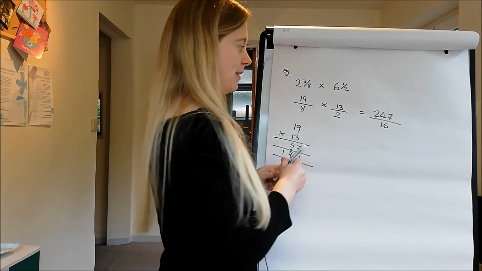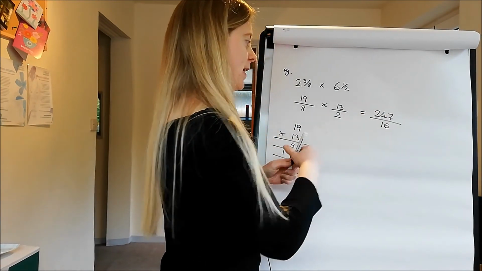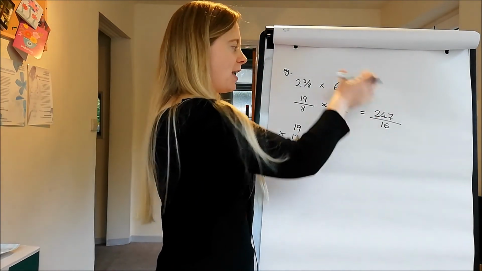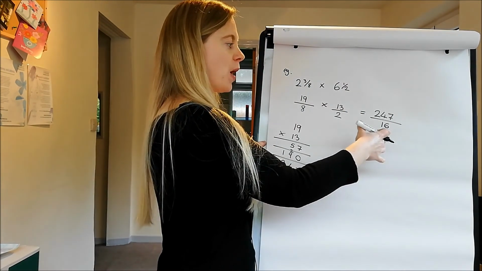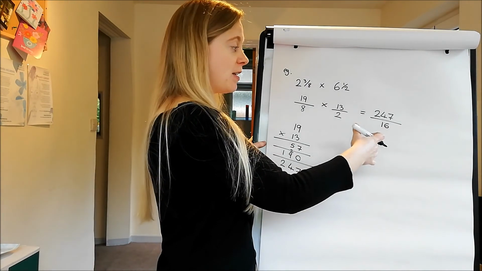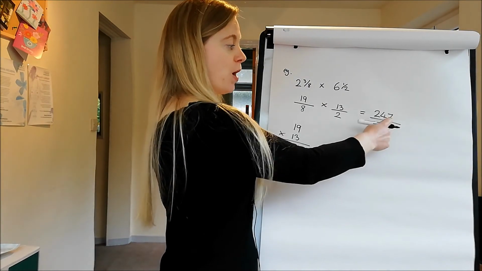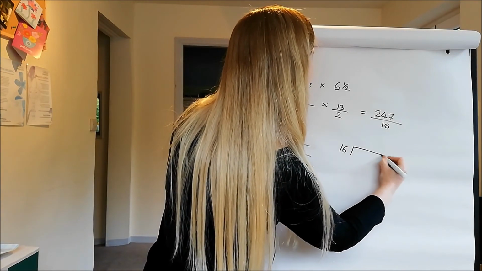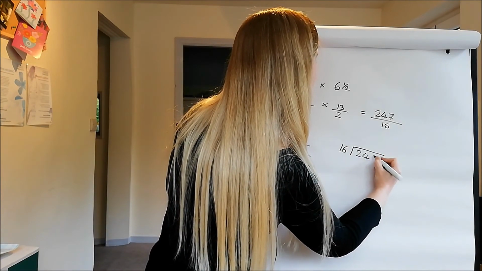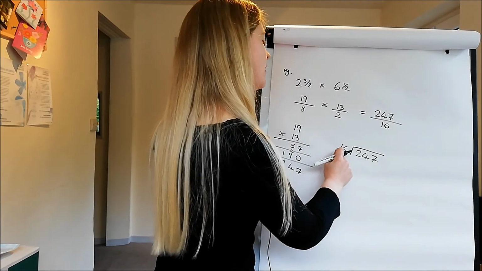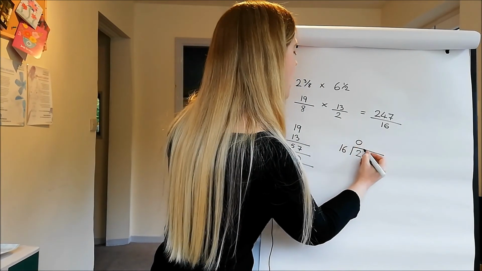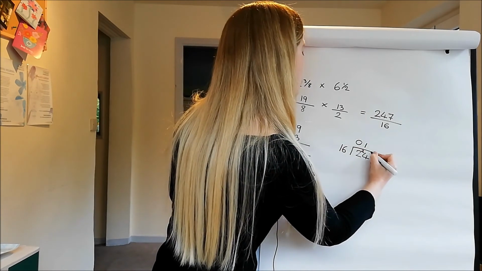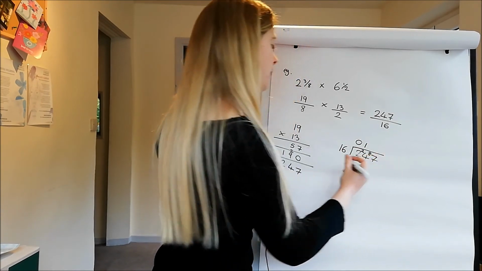Then I'm going to say how many times does 16 go into 247? This would be if they'd said give your answer as a mixed number. If they hadn't specified that you had to give your answer as a mixed number, then you'd get the mark for that. But what I'm going to do now is put 16 into 247. So 16 into 2 goes no times. 16 into 24 goes once, remainder 8.